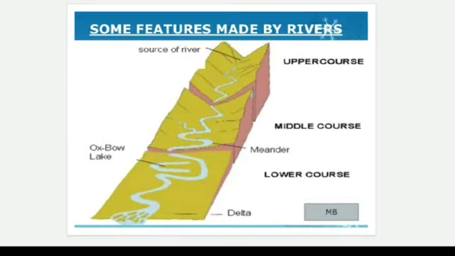Here you can see certain features which are made by the rivers along their course. In the upper course, you can see that the rivers carve out deep valleys. Why do they carve out deep valleys? Because this is the youngest stage of the river and the river has so much energy, or erosional capacity, in it. Then in the middle course, the river makes meanders and oxbow lakes in the floodplains, and in the lower course the river's energy gets down and it generally forms delta and other depositional features.